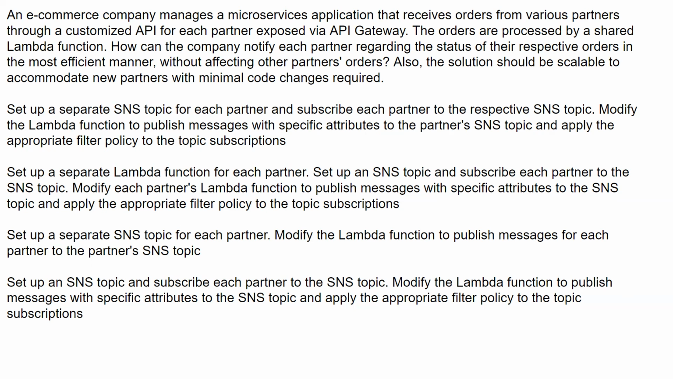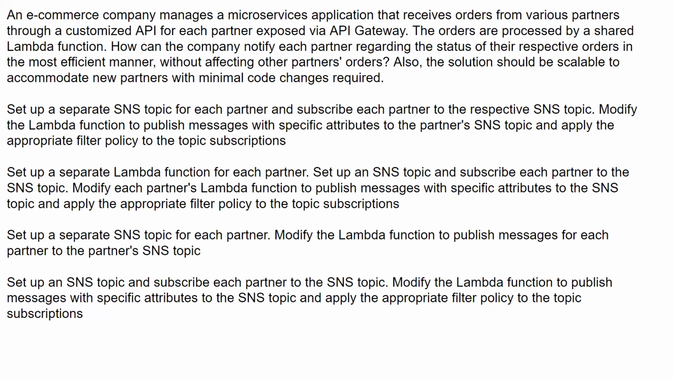Set up a separate SNS topic for each partner and subscribe each partner to the respective SNS topic. Modify the Lambda function to publish messages with specific attributes to the partner's SNS topic and apply the appropriate filter to the topic subscriptions. Set up a separate Lambda function for each partner. Set up an SNS topic and subscribe each partner to the SNS topic. Modify each partner's Lambda function to publish messages with specific attributes to the SNS topic and apply the appropriate filter policy to the topic subscriptions.